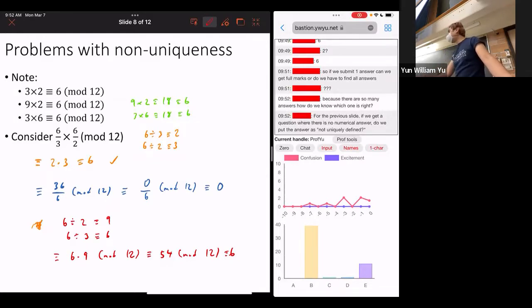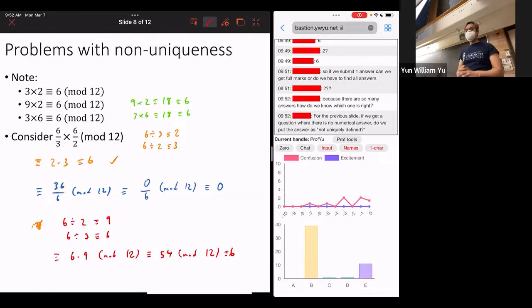For the previous slide, if you get an answer where there is no numerical answer, do we put the answer as not uniquely defined? There are basically 2 aspects to this. Sometimes when you divide, you just don't get an answer. Sometimes when you divide, you can get multiple answers, in which case there isn't a unique answer. There are just multiple answers that all sort of work, but that doesn't make for a well-defined operation. Because when you divide by something, you want it to be a number, and when you get 2 numbers out of it, then it's no longer a number.